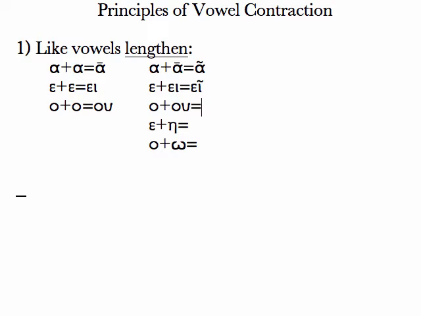Same with ου plus omicron, simply becomes super ου. And epsilon plus eta becomes super eta. And omicron plus omega becomes super omega. That is the first principle of vowel contractions. When you have like vowels in combination, they simply lengthen. Now, if you have unlike vowels, one of 2 things can happen.